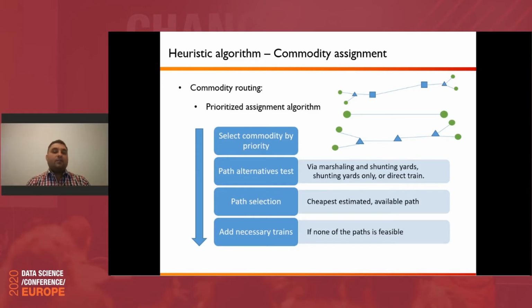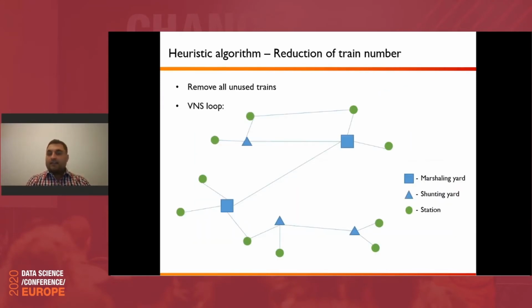And then if we cannot find any such path, then this stage of the algorithm basically adds the trains, but only where it is really necessary. And the final stage of the algorithm is now trying to further reduce the number of the used trains by using another heuristic based on the variable neighborhood search.